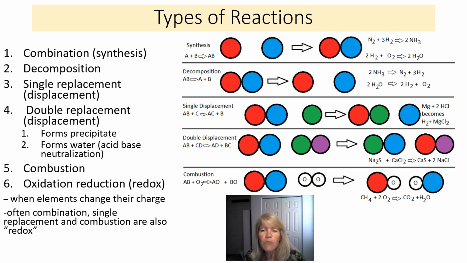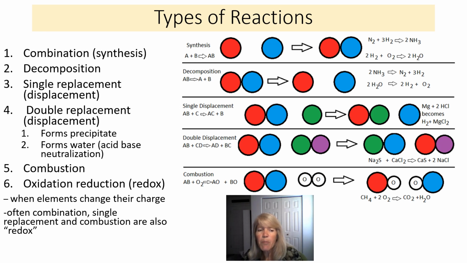We've got single replacement where you have a compound and an element, and you've got a partner switch and you end up with a different compound and element. Double displacement, you have two compounds and they switch partners, you end up with two compounds. And combustion, you react with oxygen.